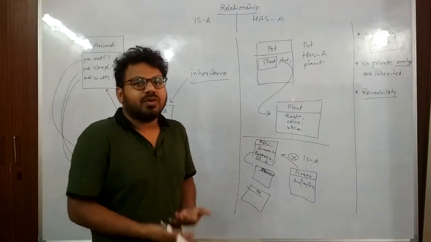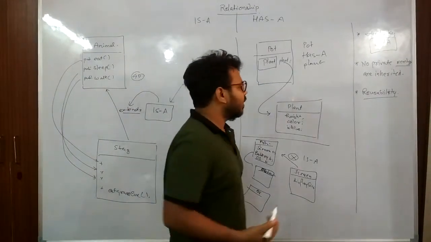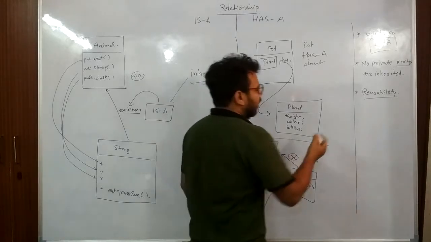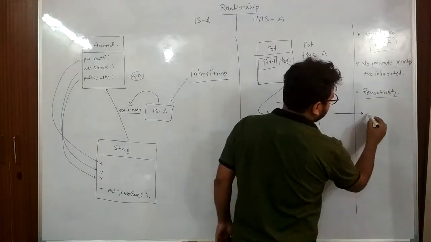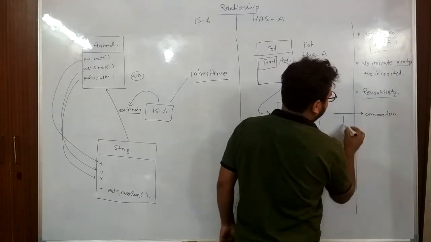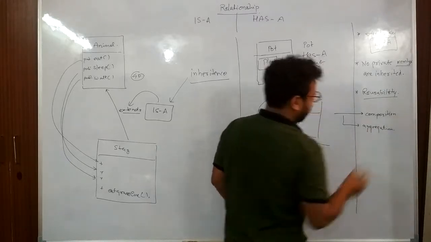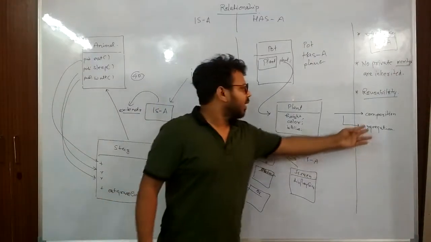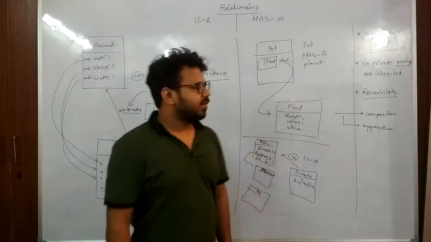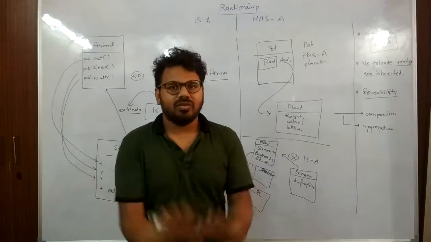Now let us discuss two important terms which are related to the has-a relationship, and are widely used with it: composition and aggregation. So what is composition and what is aggregation? Simply, composition means having a strong association.